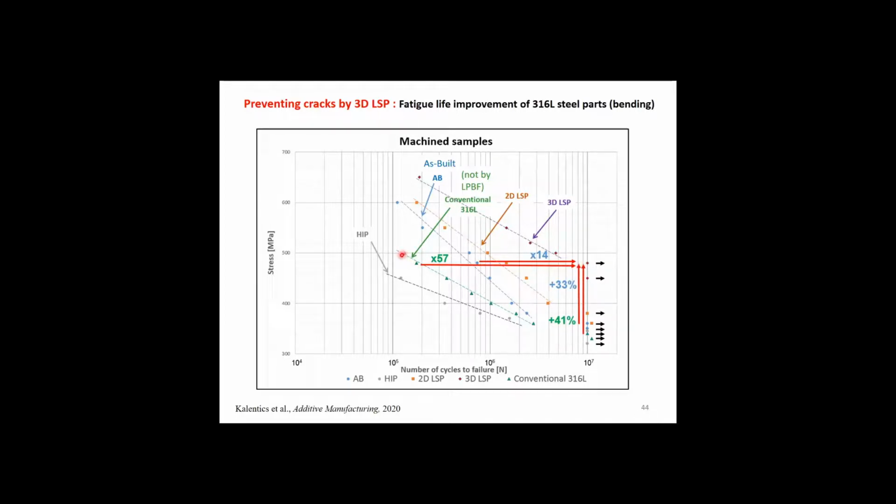You also have a conventional 316L material, which is even lower because the grain size was bigger and the hardening is not the one that you get in additive manufacturing. And if you heat the material, you are even lower again, because of the increase of the grain size and the decrease in the dislocation density. So that's the HIP one compared to the as-built one.